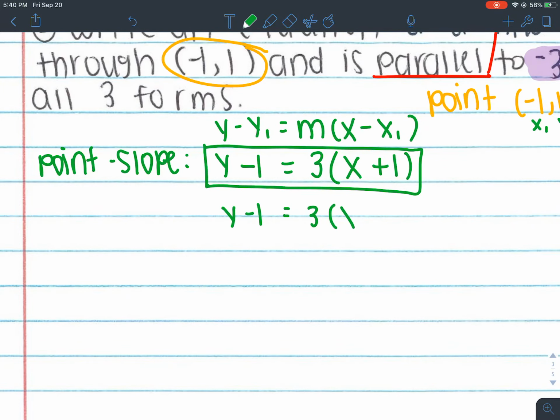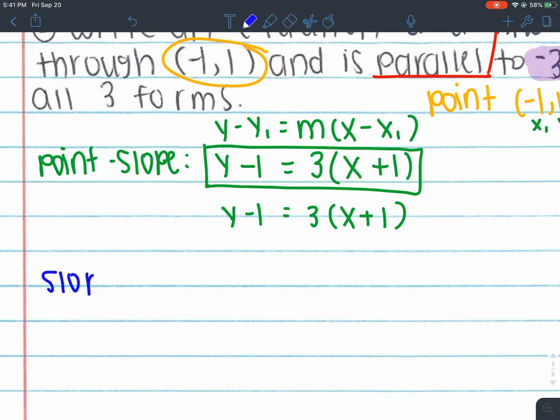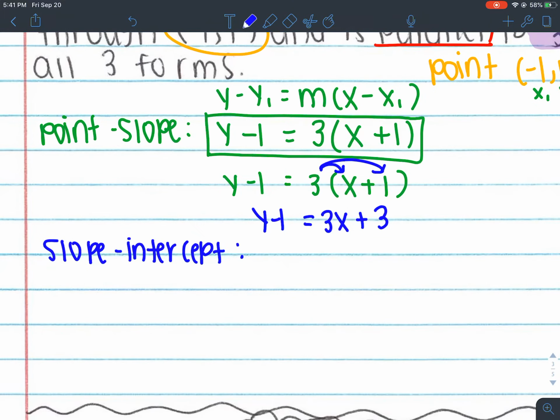So I'm going to go ahead and copy this down again so that I have it to use and do some work. I need slope-intercept form. And slope-intercept form looks like y equals mx plus b. So I need to get y all by itself. But before I can, I got to distribute this 3 and get rid of these parentheses. Y minus 1 equals 3x plus 3. The last step here is to add 1 to both sides to get that y by itself. Y equals 3x plus 4. Now it's in y equals mx plus b form.